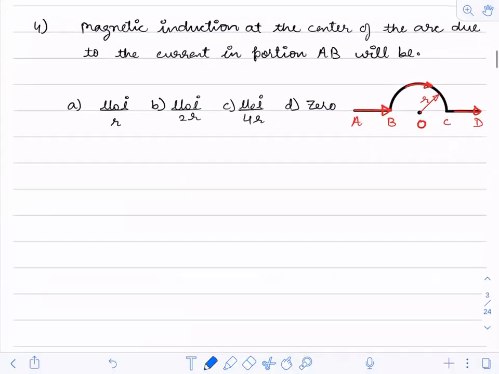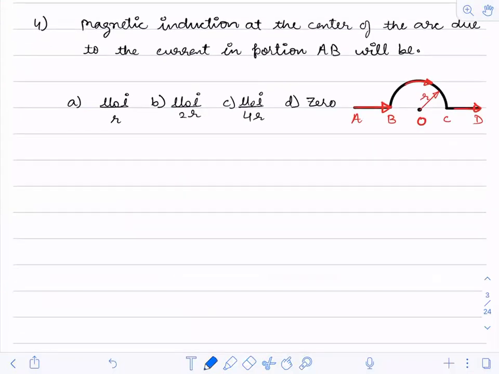Question number 4. Just see the solution, how you will solve this question. Magnetic induction at the center of the arc. Due to the current in portion AB it will be 0. There is no doubt that due to AB it will be 0. Due to CD it will be 0. So for this particular question, we have the answer D. The correct option is D over here, but I will solve for the arc.